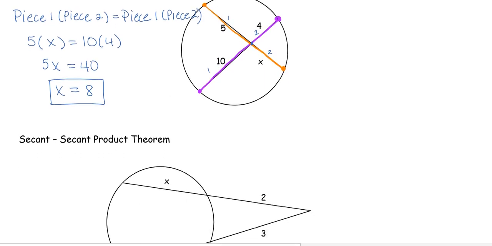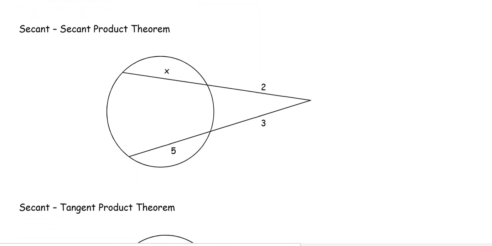Our second setup here is the secant-secant product theorem. So we have two segments. The first one is a secant. Again, we know a secant is a line that's going to intersect our circle in two spots. And then we have another secant, again, because it's intersecting at two spots. And for our secant-secant, this is the outside section, and then we have the whole piece.